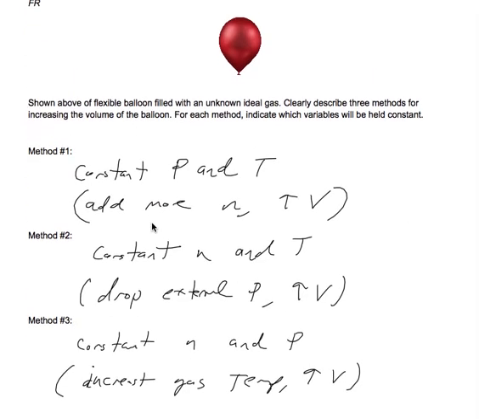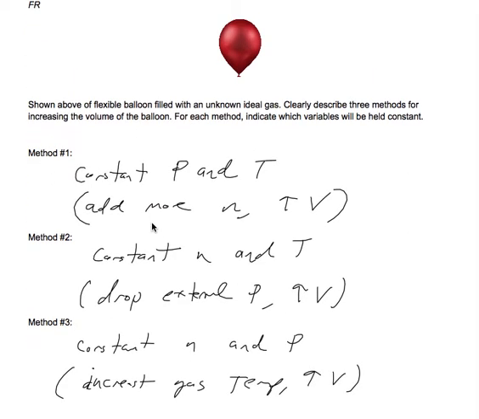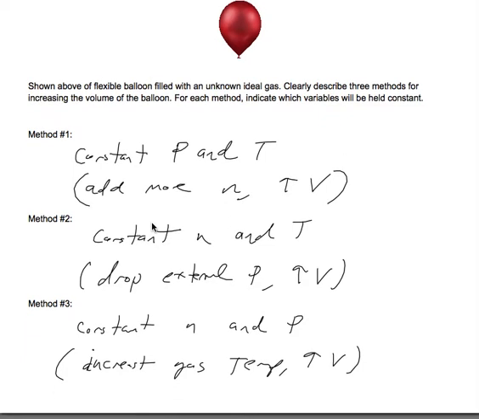This next problem is really cool. It asks for 3 methods to make the volume of that flexible balloon increase. So we could do one thing. We could simply keep P and T constant and we could blow into the balloon. That would make it bigger. That's the way we've been doing it our whole lives. So that's the relationship between moles and volume.